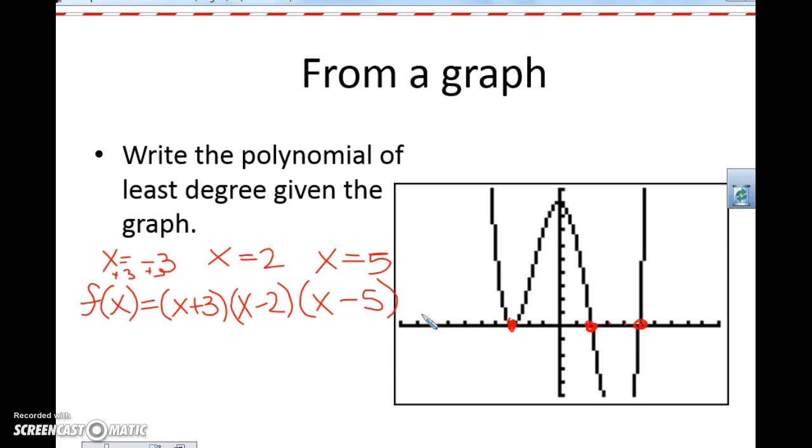Questions so far? Is the connection clear between the graph, the zeros, and the factors? It's whatever would make it 0. Yes. Yes. All right.